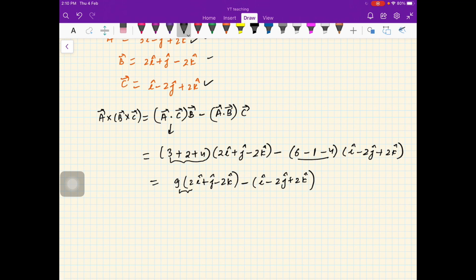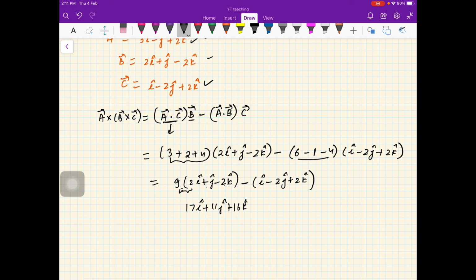Right, so you can just do the calculations. So this is equal to 17 i cap, then you have 9j plus 2, that is 11 j cap, and then you have minus 18 minus 2, that is minus 20 k cap. Right, so this is how you can find out your A cross (B cross C).